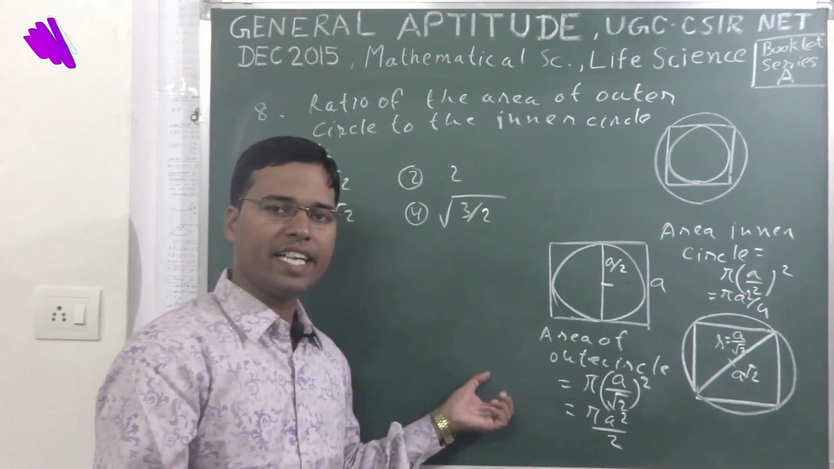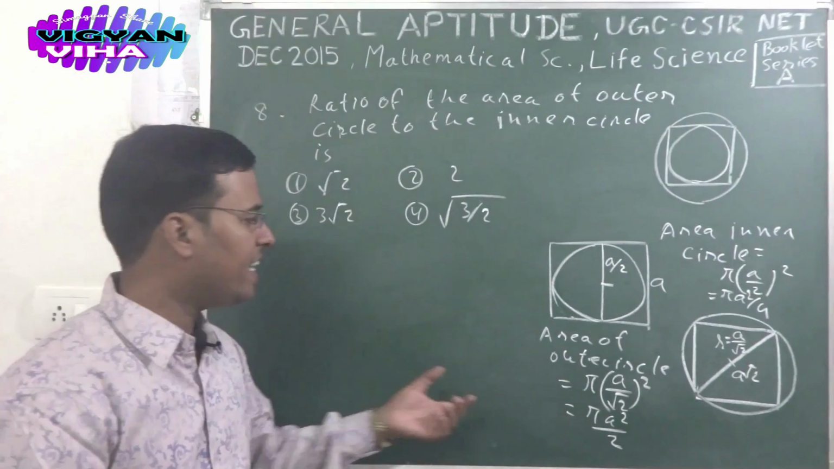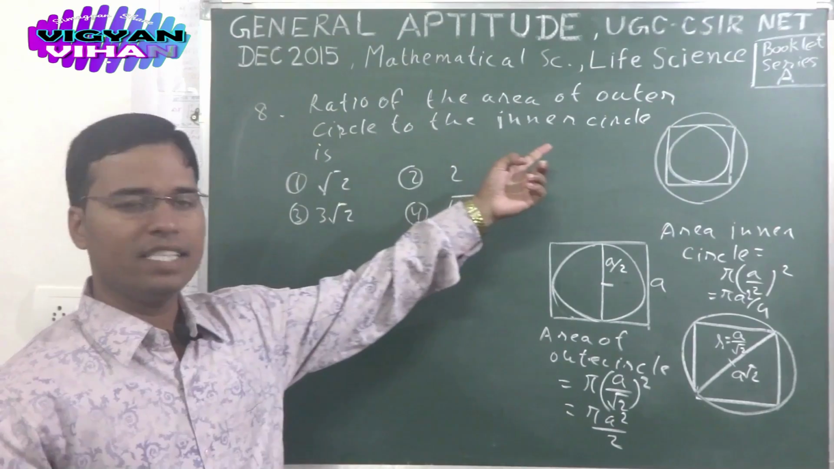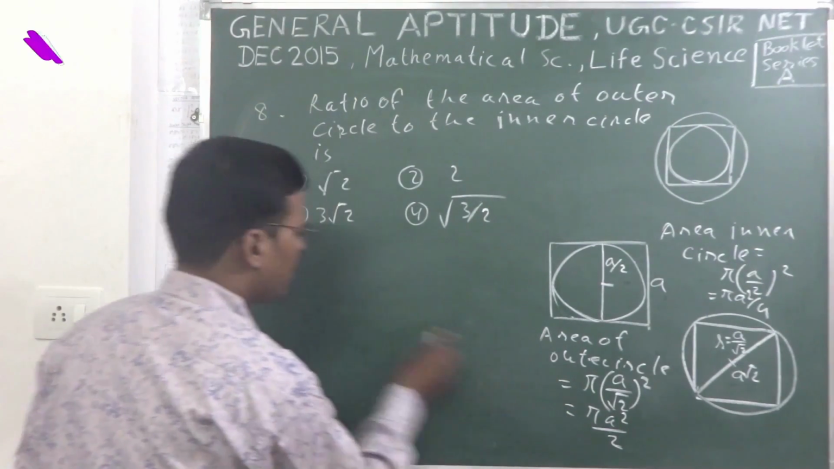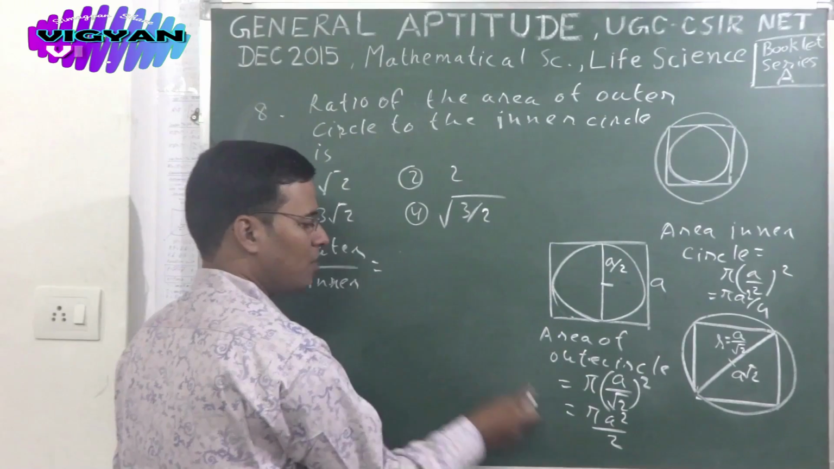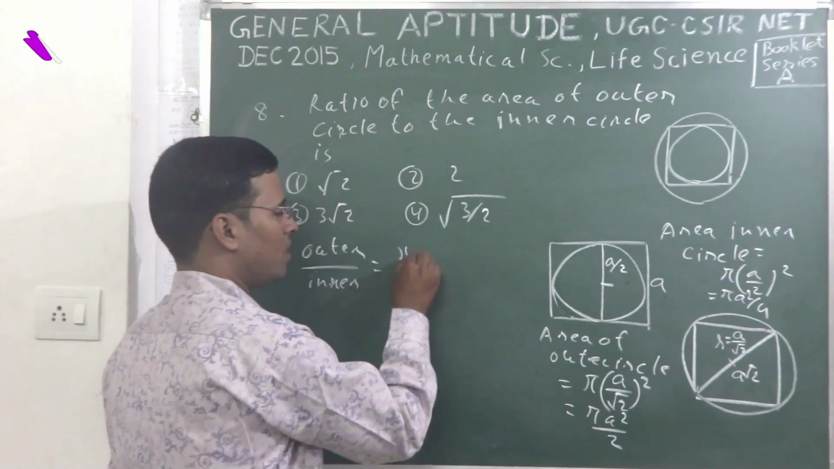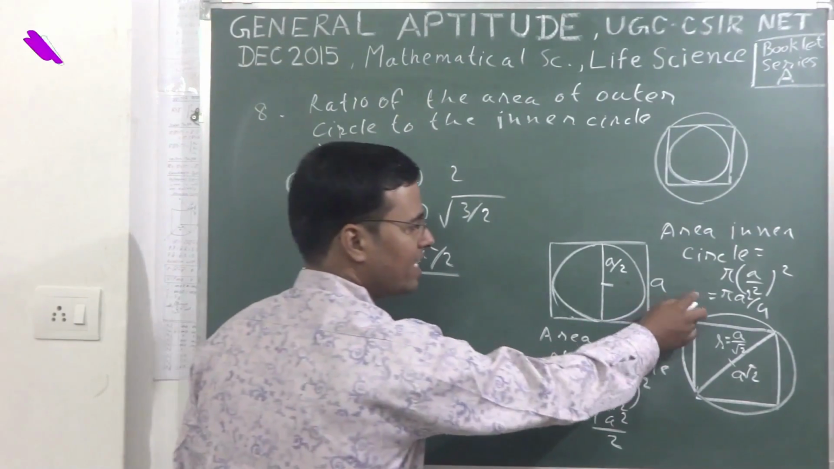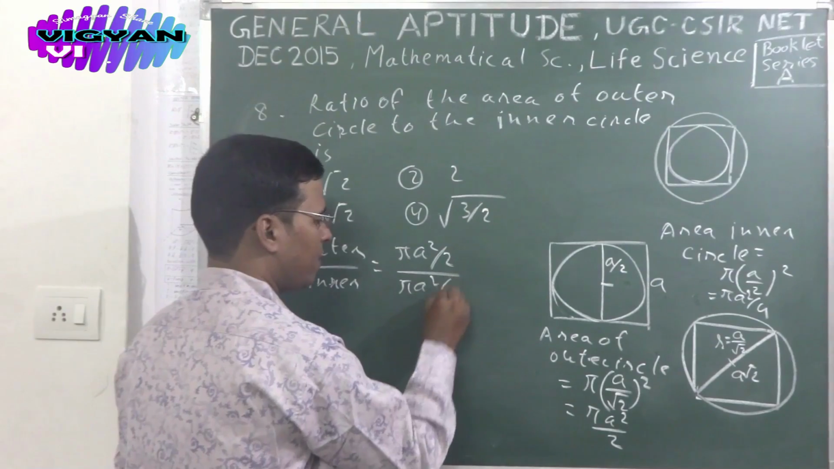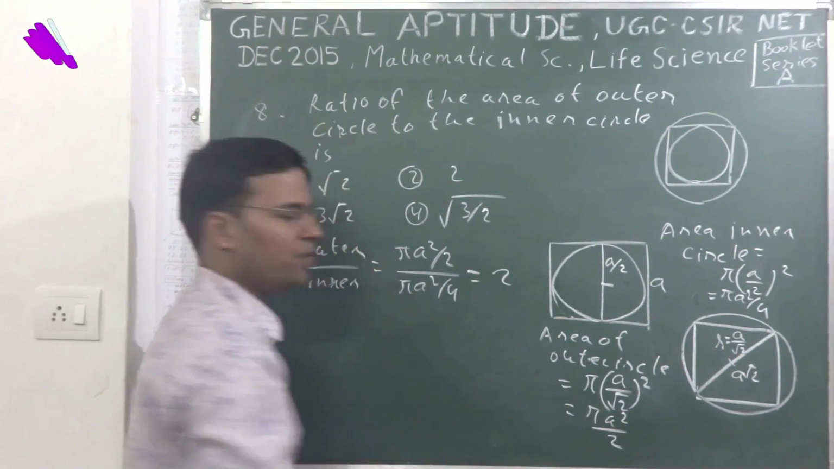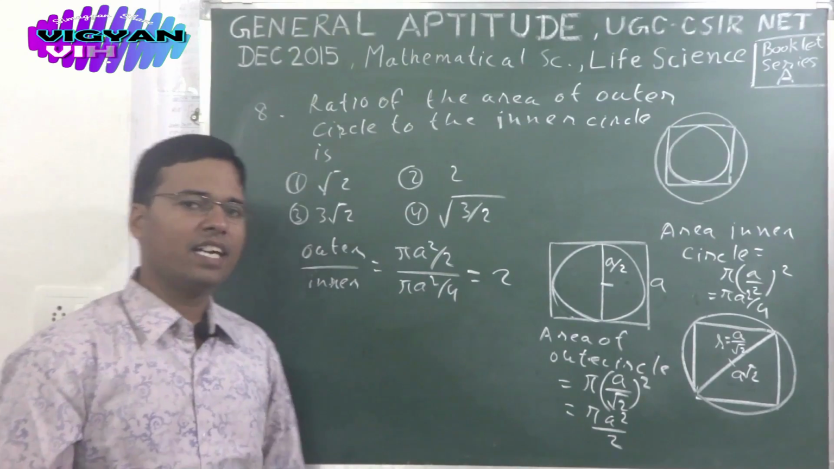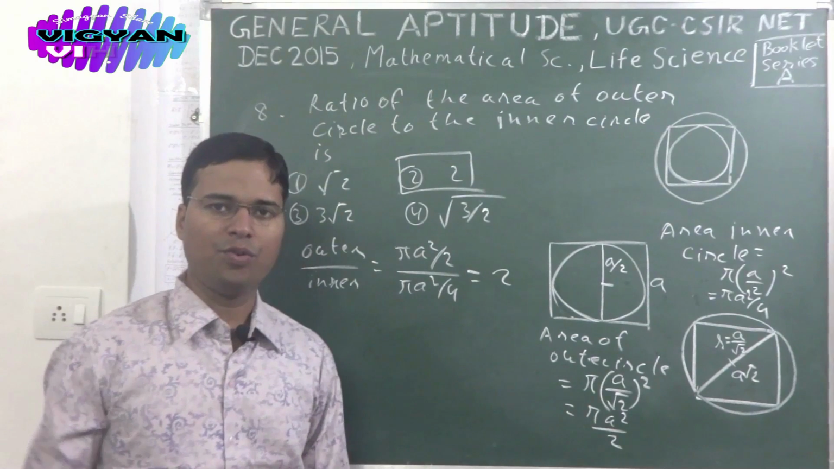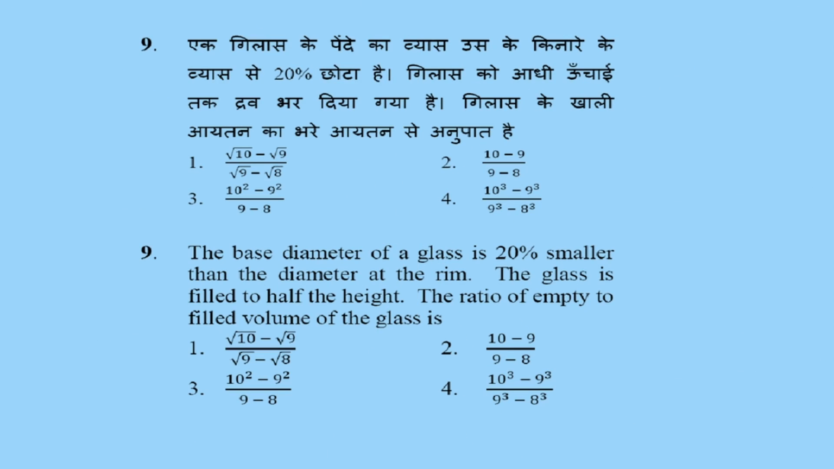Now take the ratio of the area of the outer circle divided by the inner circle's area. Right here the outer circle's area would be written on the above side, pi A square by 2, divided by the inner circle's area, pi A square by 4. It will be 2. So the correct answer of this problem would be option 2. Next problem, problem number 9.